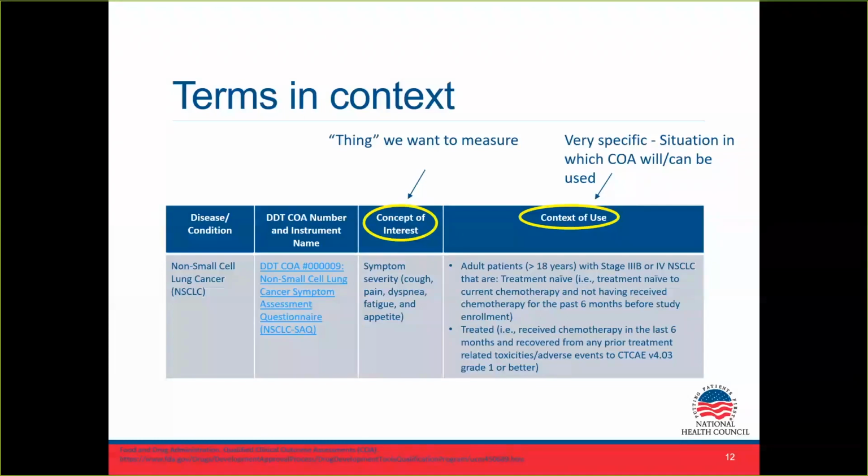And the context of use for this instrument, or the very specific definition or situation in which the COA will be used, targeted adults that were in a very specific stage of their disease. So in this case, it was stage 3B or 4 NSCLC, and both treatment-naive and treated patients. Here you can see that treatment-naive is very specifically defined as treatment-naive to current chemotherapy and not having received chemotherapy for the past 6 months of study enrollment. So when we talk about COU, we're really referring to something very specific that really defines how the instrument will be used.